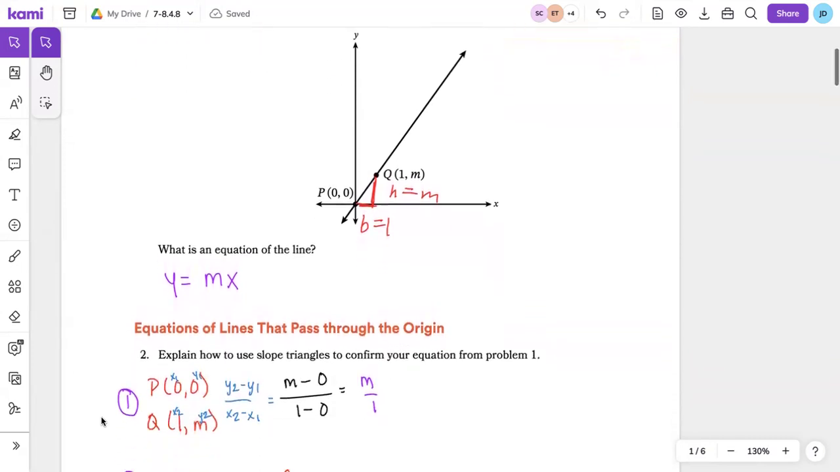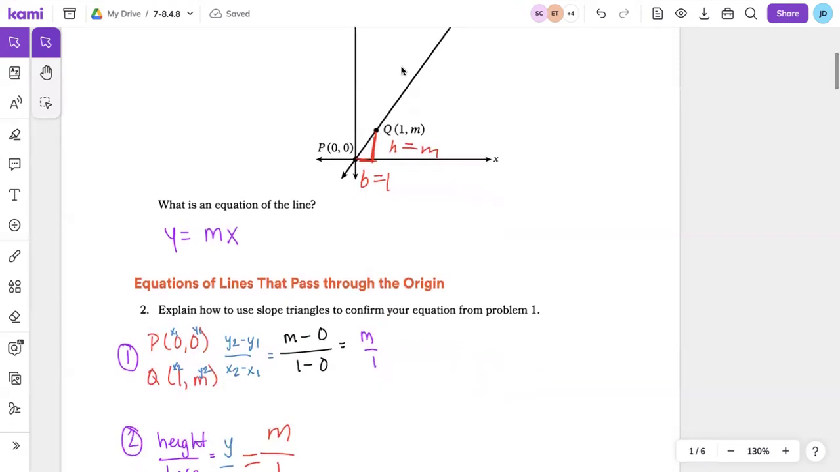So here we are finding the slope. It asks to use slope triangle. We'll talk through that in a second. But first, if we use what you learned in lesson 7 for using points to find the slope, we could use the point (1, m) and (0, 0) to do m minus 0 over 1 minus 0 equals m over 1.